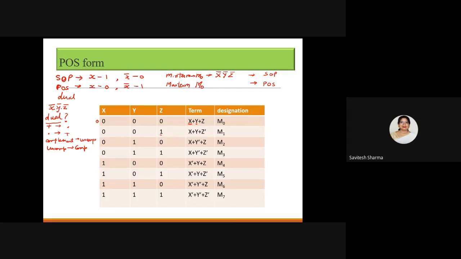So you can directly see here the dual of x bar, y bar, z bar, which is the min term m0. I want to see the dual. The dual actually gives you the max term. So x bar is complemented, so I am taking x uncomplemented. The dot sign is there, so I am replacing this dot with plus. Y complement I am replacing with y. Again a dot is there, so I am replacing the dot with plus, and z complement with z. So you see, with this dual theorem you can directly get the max term. Everyone got it?